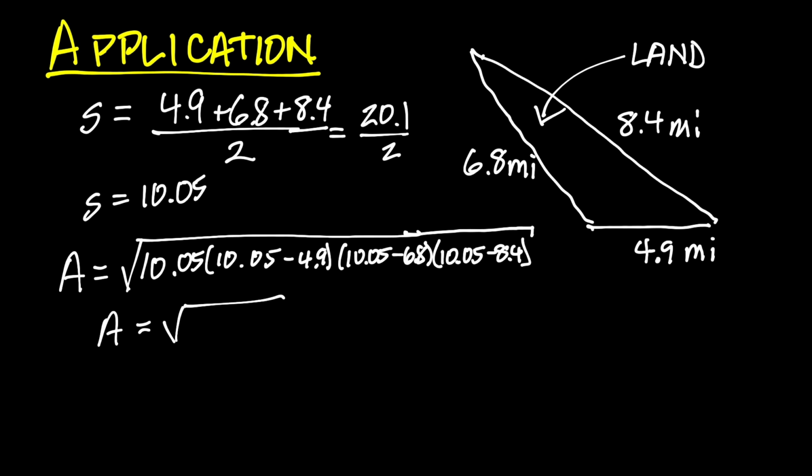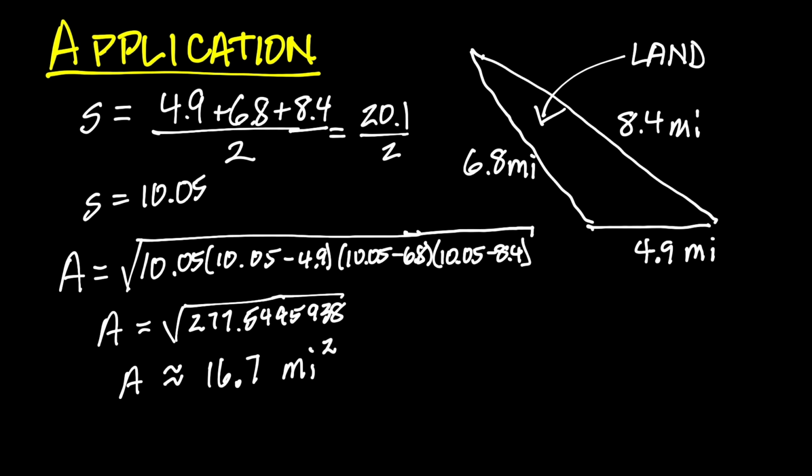I made one mistake. 277.5495938. So I don't have to copy down that whole thing because it's in my calculator. But what I want to do is take the square root of that, and then I find out, hey, look at this. I have about 16.7 square miles, if I round to the nearest tenth of a square mile. So now we know how many square miles this plot of land is, and we make sure we don't overpay for it. So there you go. That's a third example with an application.